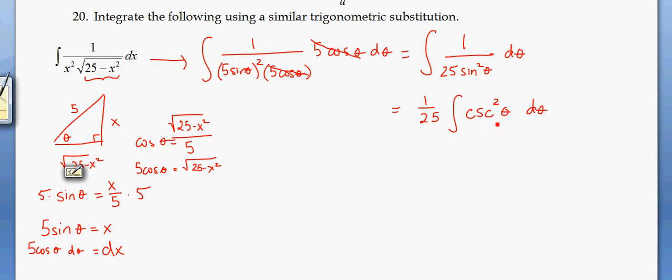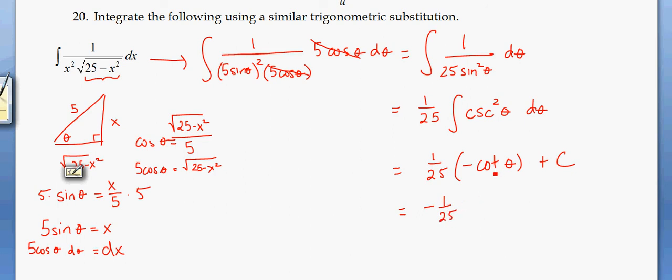Now, if this was secant squared, I think we all would recognize the antiderivative of secant squared is tangent. And that's the kind of thing that, like on a test, I would expect you to know. So if this were secant squared, I would expect you to recognize the antiderivative. I don't expect you to recognize the antiderivative of cosecant squared, but for a homework problem or for notes or this type of exercise, I'll just tell you, or this would be something I would ask you to look up, the antiderivative of cosecant squared is negative cotangent theta. So the antiderivative of secant squared is tangent. For cosecant squared, it's negative cotangent. And so we have negative 1/25 times cotangent of theta.